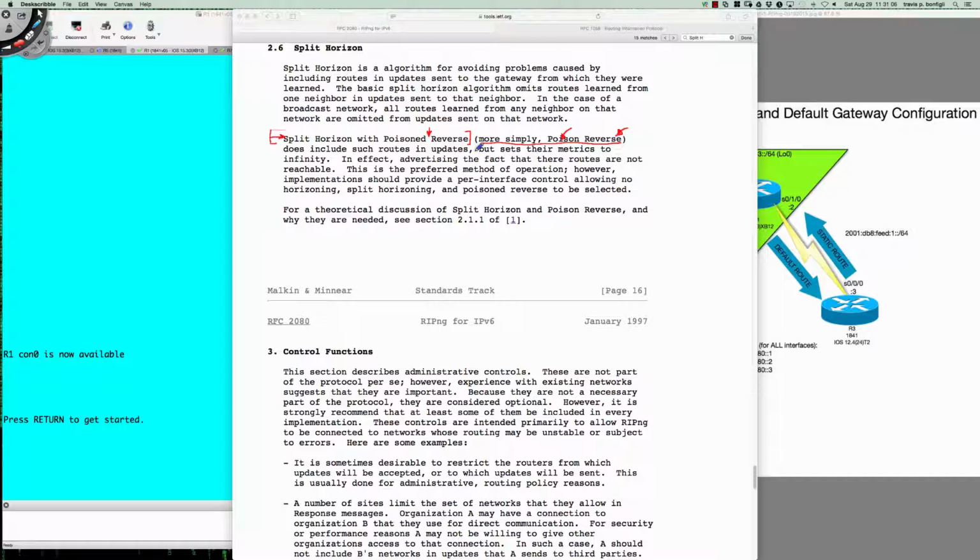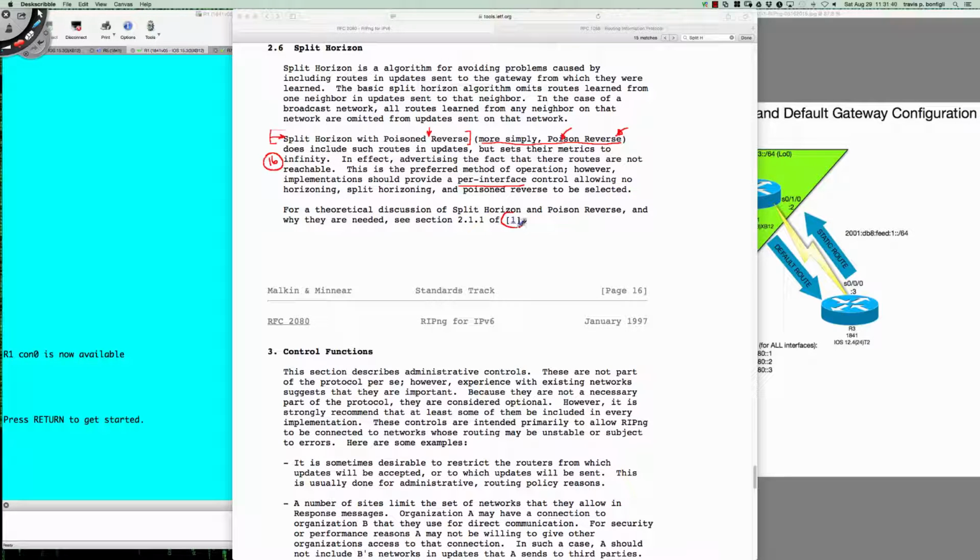All right, and so it's interesting here. It says it does not include any routes in its updates, but sets their metrics to infinity. And infinity in our case with RIPng is 16. So in effect, it's advertising the fact that there are routes that are not reachable. It says this is the preferred method of operation. However, implementations should provide a per interface control, allowing no horizoning, split horizoning, and poison reverse to be selected.